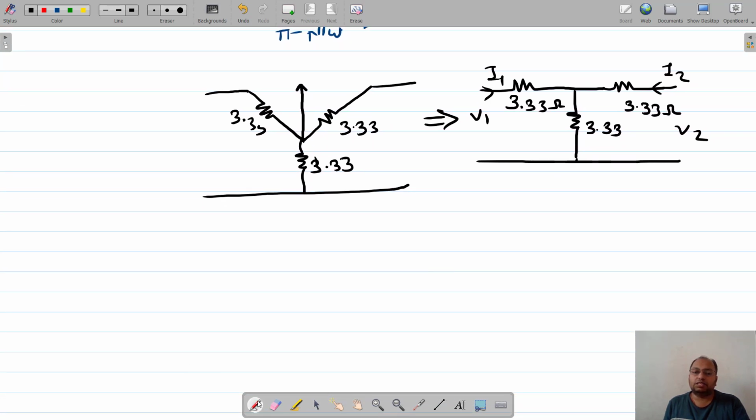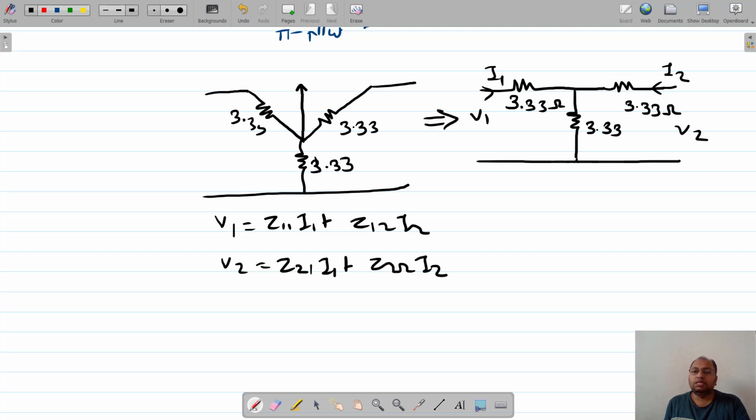Now step number 1 is, again as usual, you need to write the equation. So V1 is equal to Z11 I1 plus Z12 I2, right? V2 is equal to Z21 I1 plus Z22 I2. Then make an open circuit over here, right? Once I make an open circuit over here, this will not be connected, so this 3.33 will not be in the picture, right? So this was your step number 1.